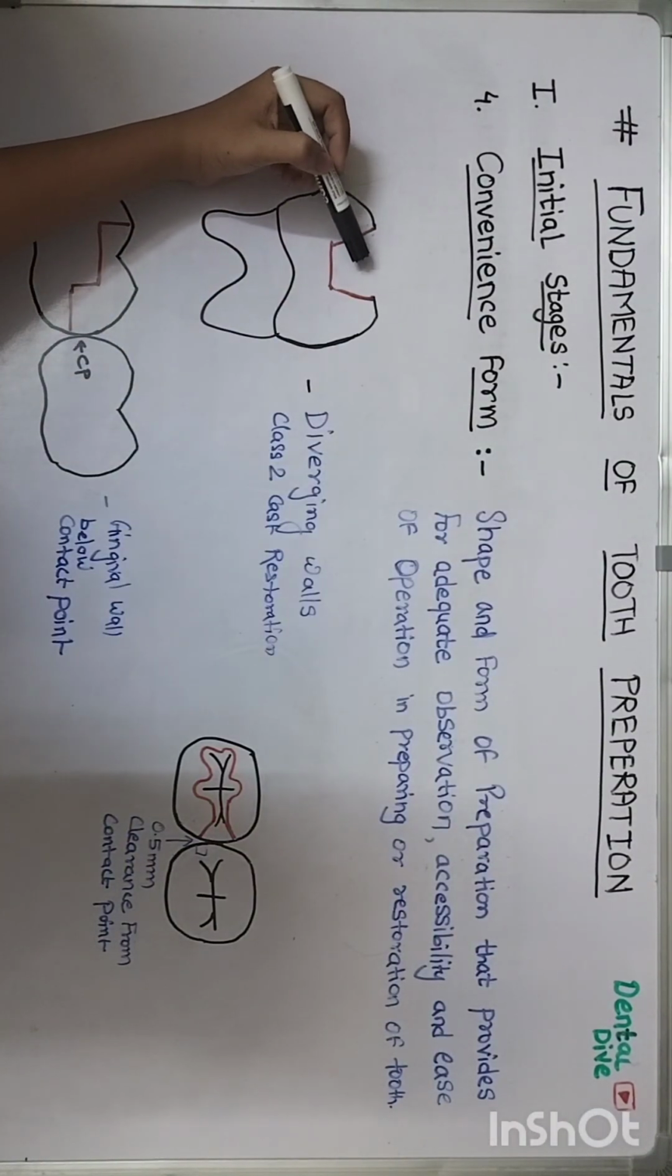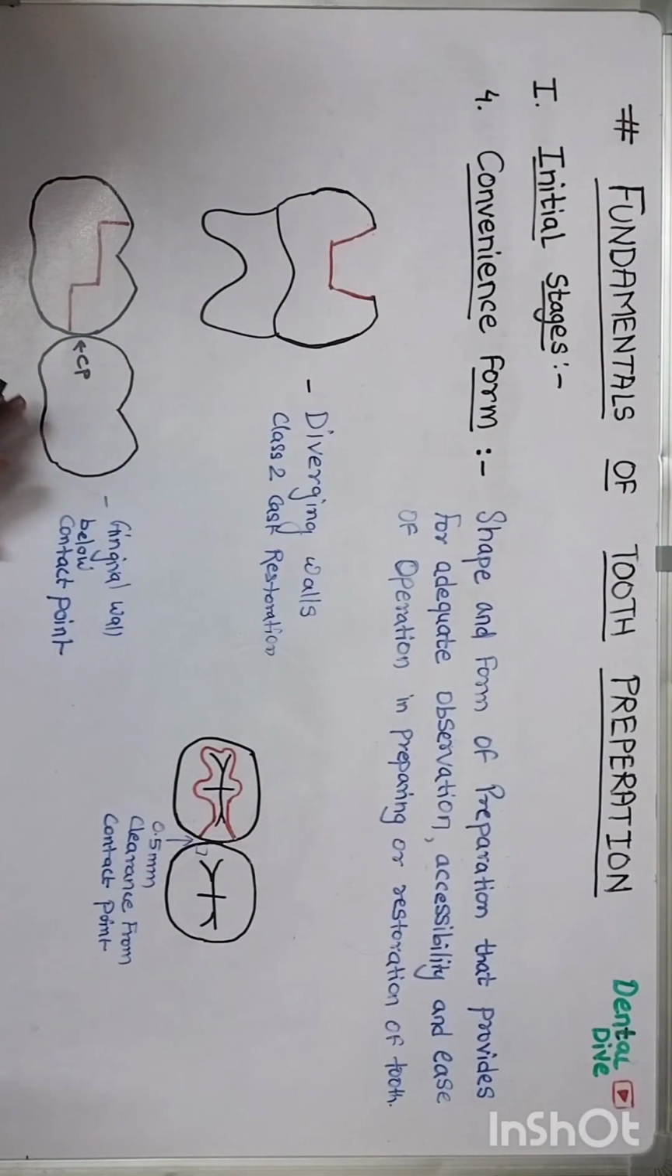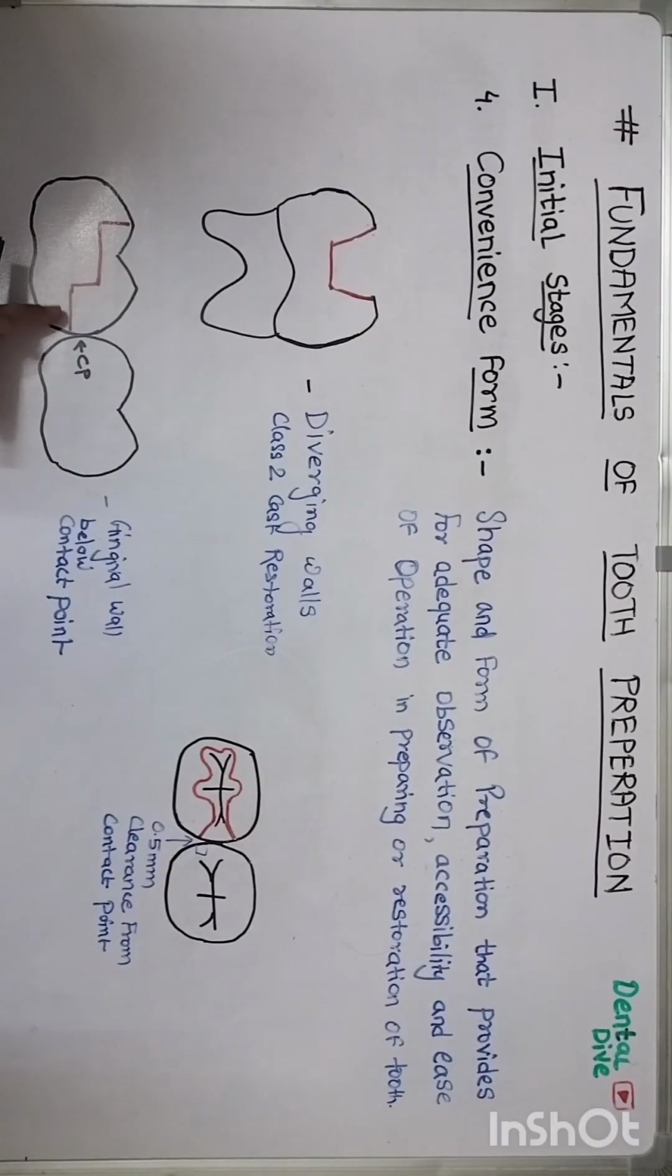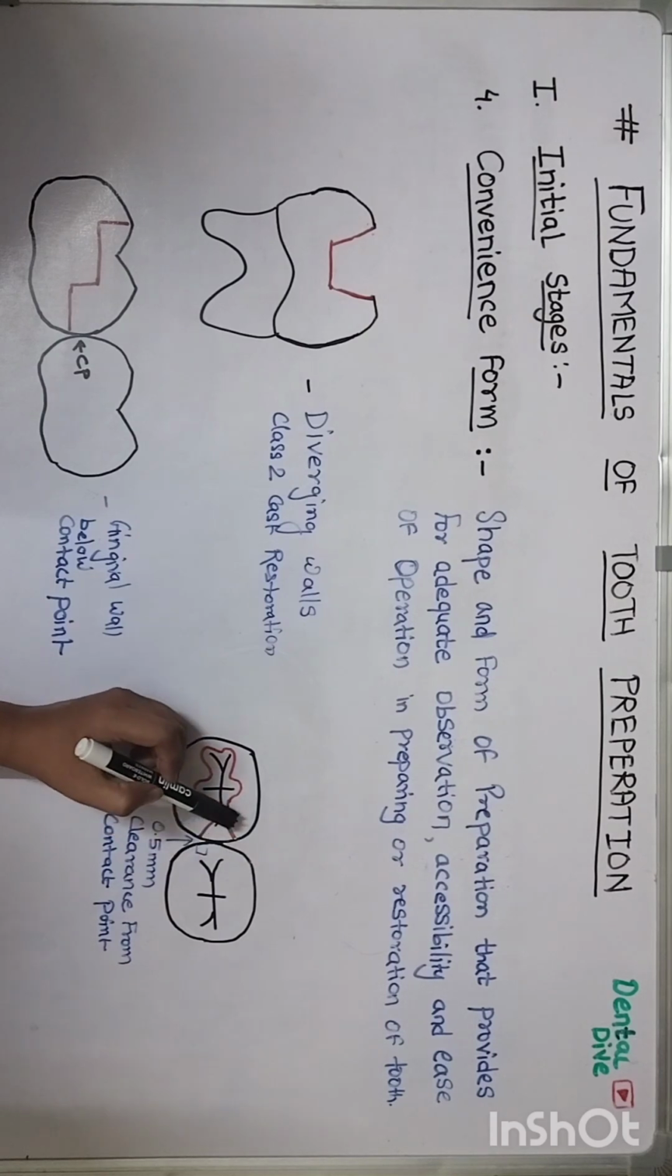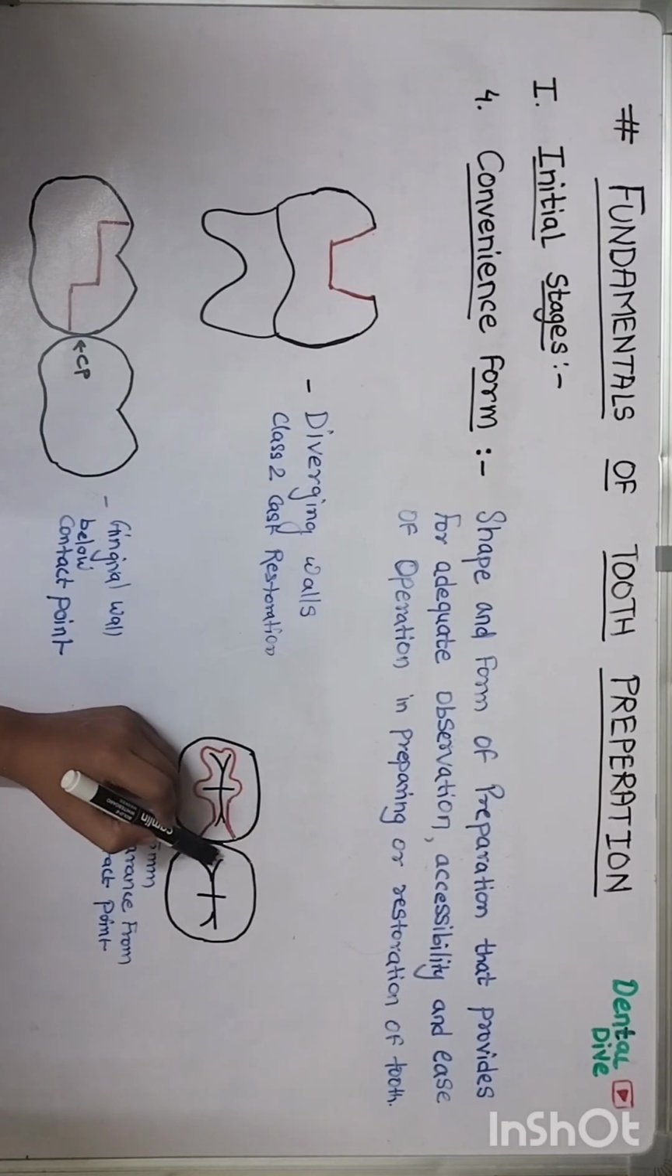For this, you make diverging walls in class 2 cast restoration, making it easy for adaptation of restoration in cavity preparation. Likewise, you keep the gingival wall below your contact point for easy finishing and adaptation of restorative material in class 2 cavity preparation. Also, from occlusal point of view, you keep a clearance of 0.5 mm from your contact point for easy adaptation and finishing of restoration.